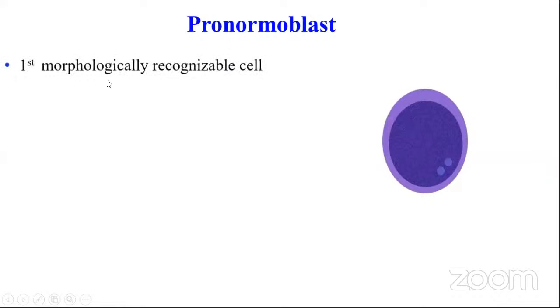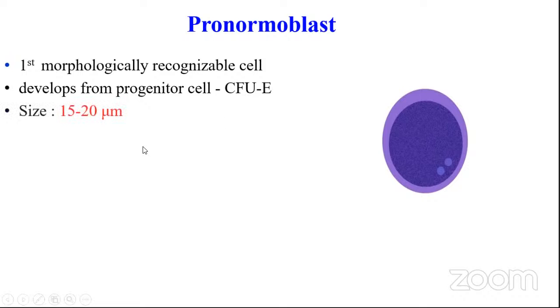Pro-normoblast is the first morphologically recognizable cell. This is one of the questions asked: which is the first morphologically recognizable cell? That is the pro-normoblast. It develops from the progenitor cell, the colony forming unit erythroid series. The size is 15 to 20 micrometers.